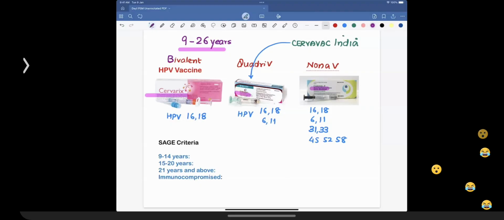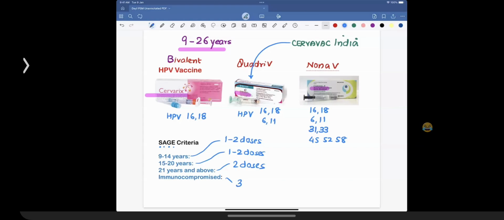The SAGE criteria was asked in INI-CET, Strategic Advisory Group of Experts on Immunization. Generally they say, if a person is 9 to 14 years, then 1 to 2 doses; 15 to 20 also 1 to 2 doses. But once a girl or woman becomes 21 years and above, sorry, 2 doses are required, and 3 doses in a person who is immunocompromised like HIV.